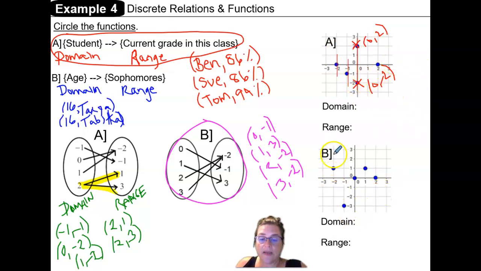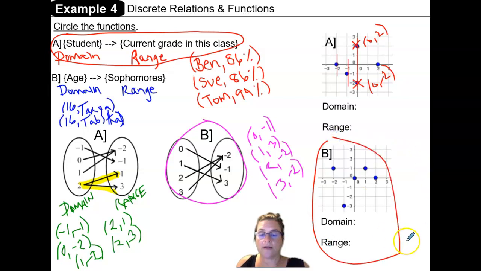Okay, when I look at b, right here, I pass the vertical line test, pass, and all of these individual points on this graph, ordered pairs on this graph, they all pass the vertical line test. They all have each x with its very own one and only y, and so b is the function. And so we go ahead and circle that. Okay, now I'm going to go back real quick and talk about the domain and range of A and B as well, because we did for the other ones.